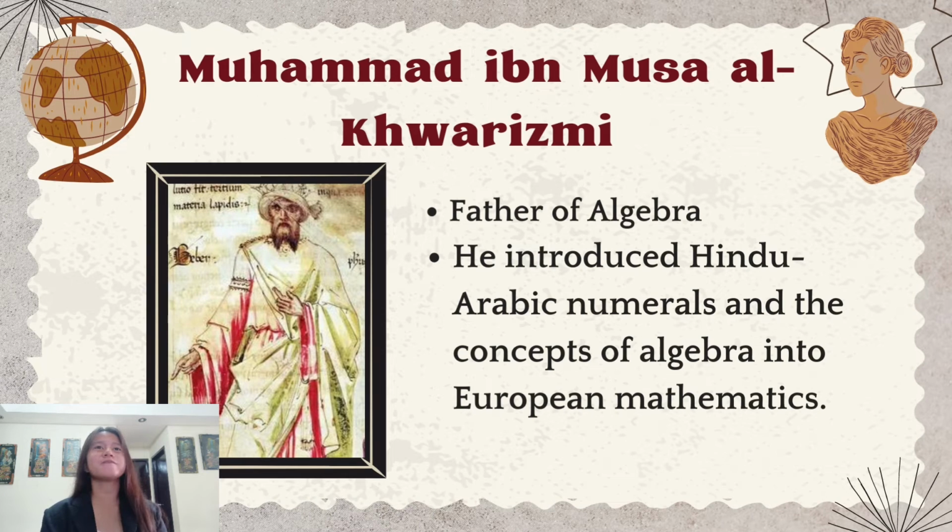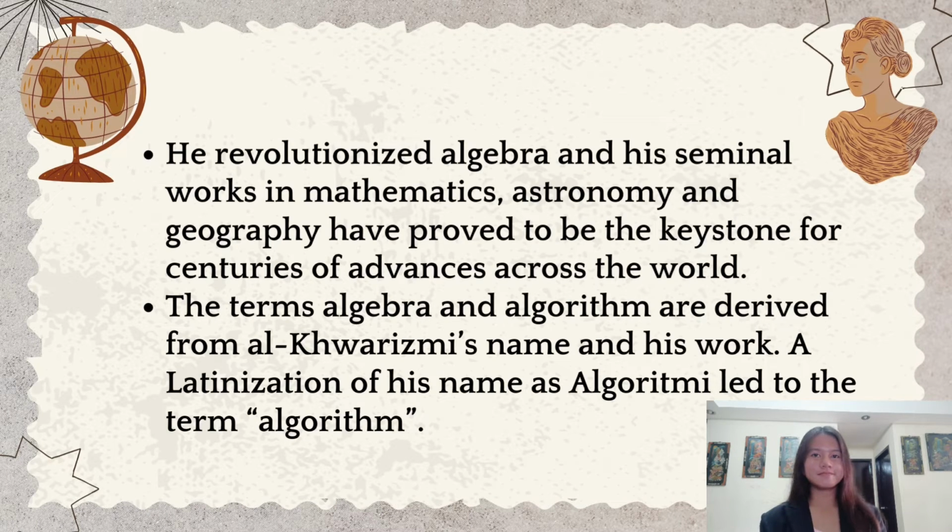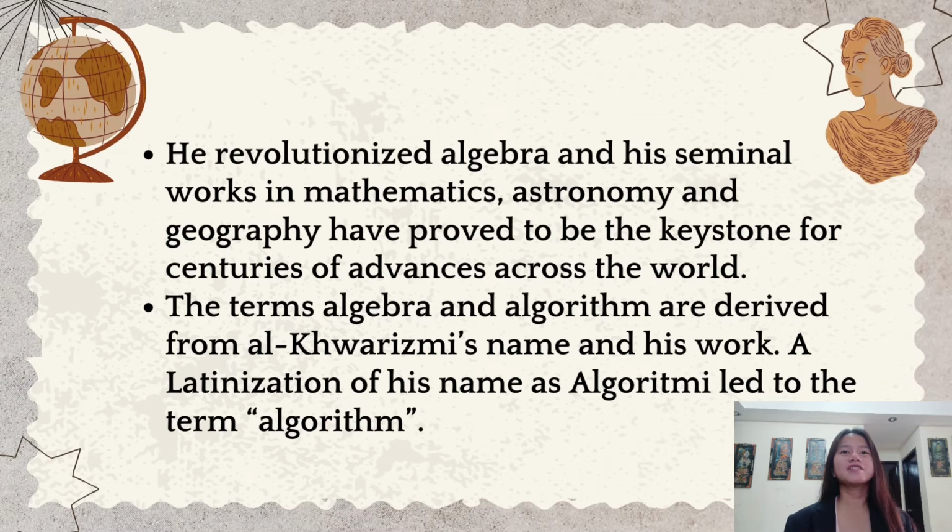Next, we also have Muhammad ibn Musa al-Khwarizmi, who is the father of algebra. He introduced Hindu-Arabic numerals and the concepts of algebra into European mathematics. He revolutionized algebra, and his seminal works in mathematics, astronomy, and geography have proved to be the keystone for centuries of advances across the world. The terms algebra and algorithm are derived from al-Khwarizmi's name and his work. A Latinization of his name as algorithmi led to the term algorithm.